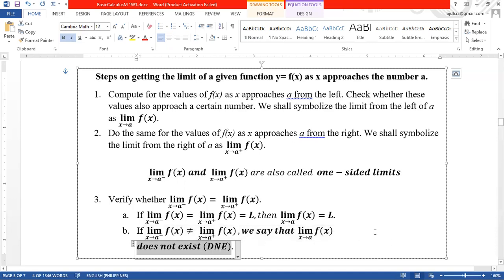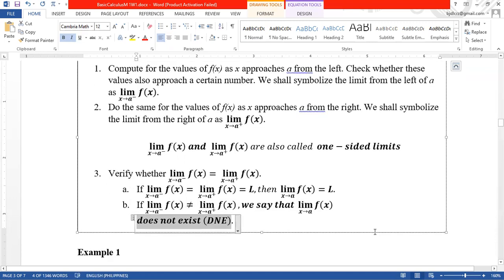Murag iyang pagigugma sa imuha. It doesn't exist. Oh.